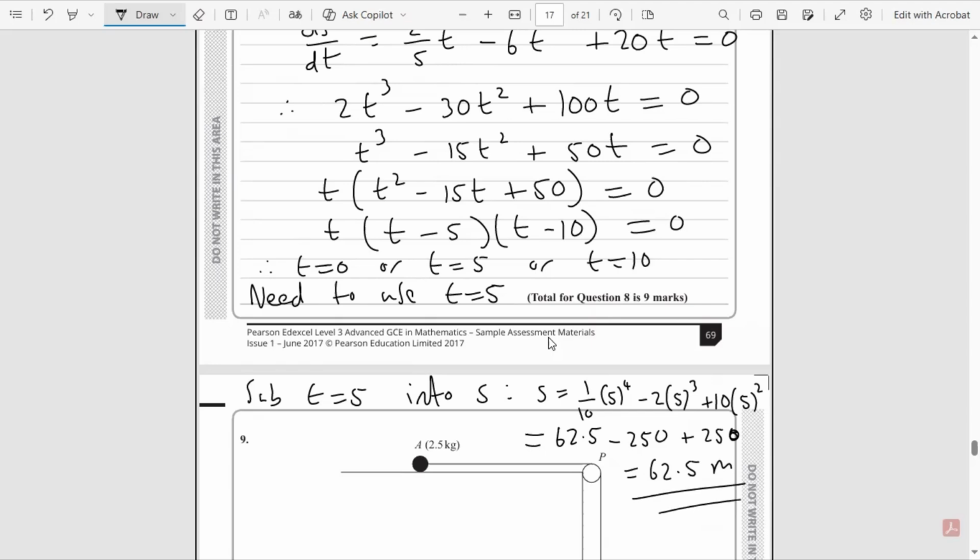And that is the distance away from the nest when we reach our speed of 0, or when we reach instantaneous rest. Now, hopefully that does make sense.